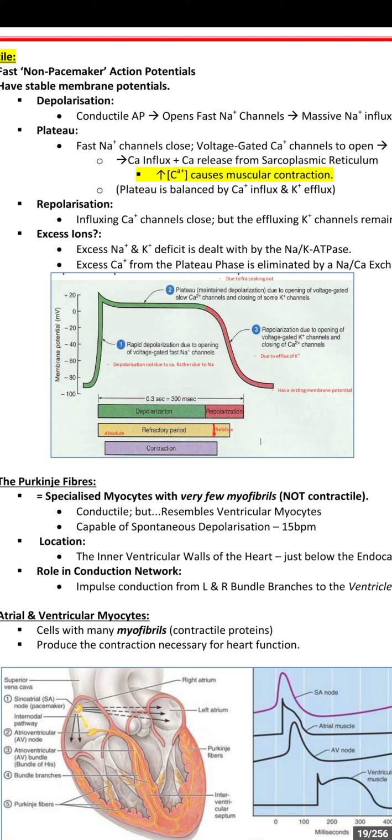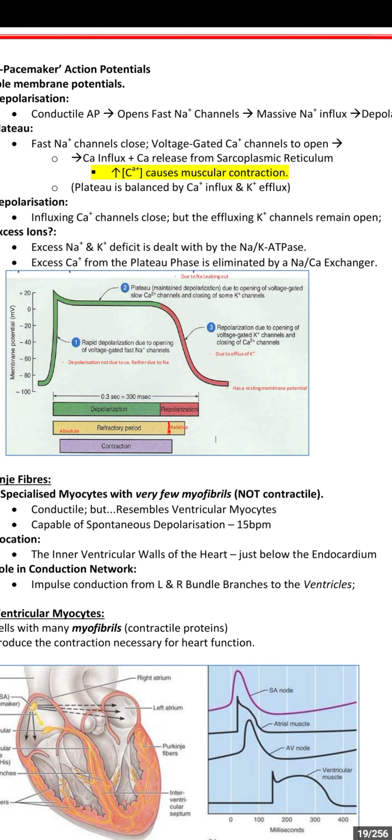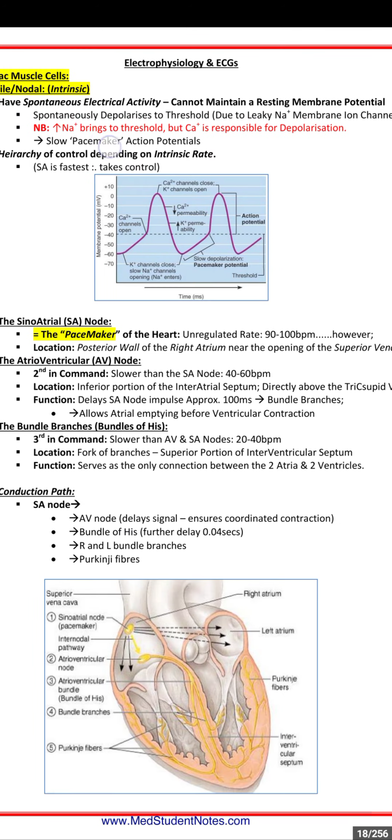The calcium channels were opened after the fast sodium channels closed, and this causes the calcium channels to open, and it opens the potassium efflux. When the influxing calcium channels close, the effluxing potassium ion channels remain open. So this causes repolarization. The opening of potassium channels helps in the repolarization.